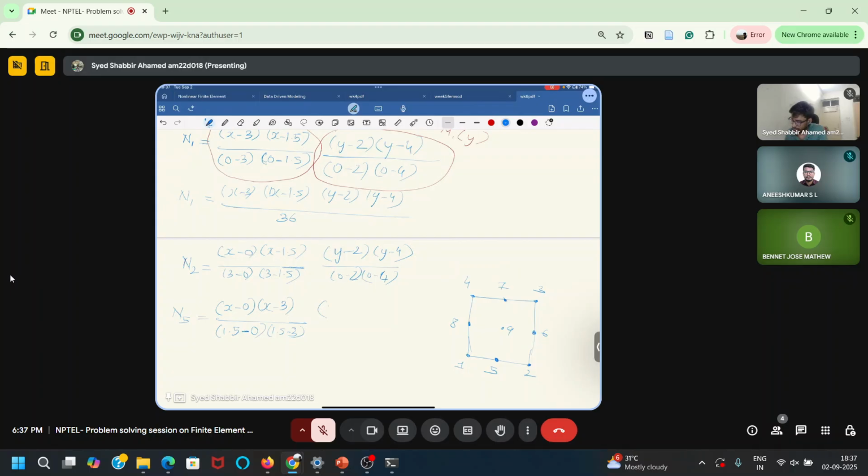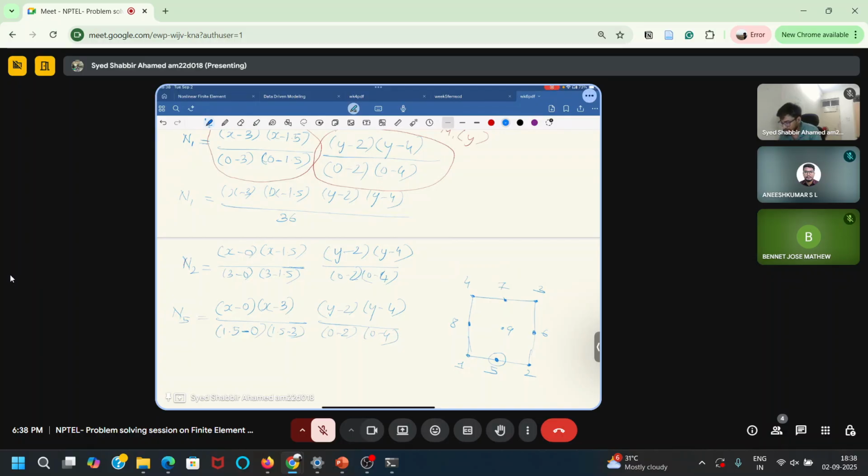Similarly, I have to write for this. So I will get y minus 2. Now I have to write for y, right? So I have to consider these 2 points and write the numerator. Y minus 4 divided by, now this is again the same thing. y is 0 here at point 5. So this is how I'll get the shape function for node 5. Similarly, I can write the shape function for 6, for 3, for 7, 8, 4, 9. All these shape functions I can write.